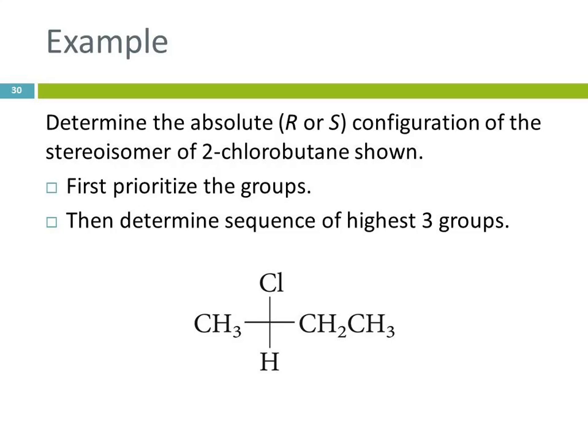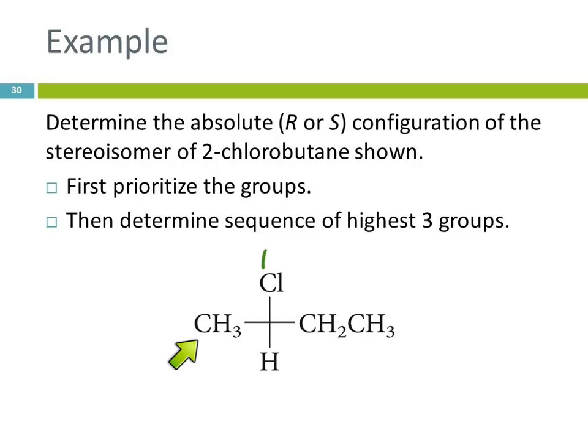So we have 4 different groups here, and remember we go with the highest atomic number first. And so chlorine is the atom with the highest atomic number. We're comparing chlorine, carbon, carbon, and hydrogen. Now it kind of looks like this is bonded to the hydrogen, but we know that can't be the case because hydrogen is always on the outside. So the chlorine is going to be number 1.